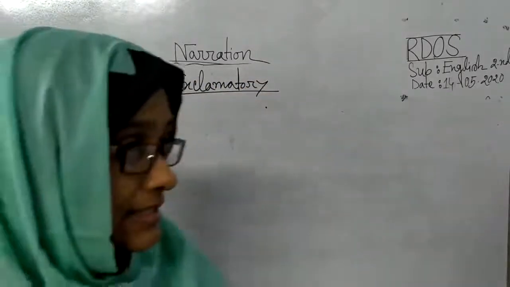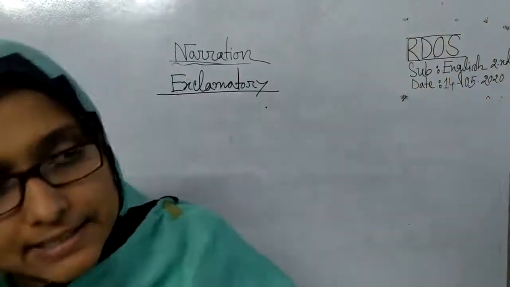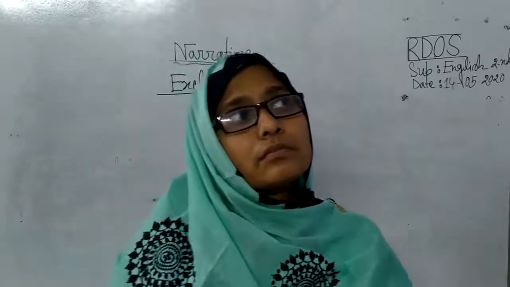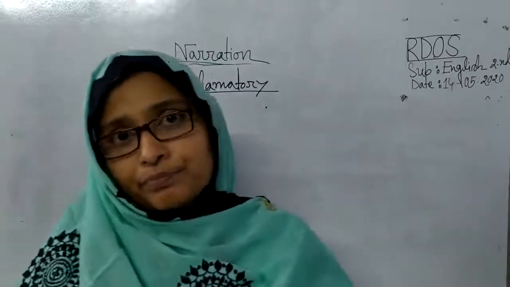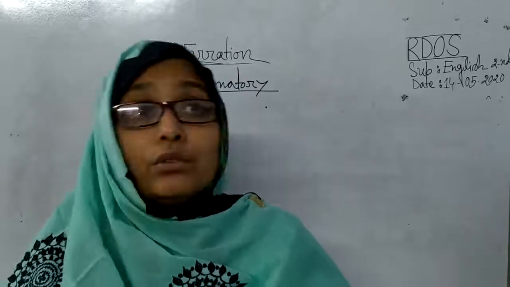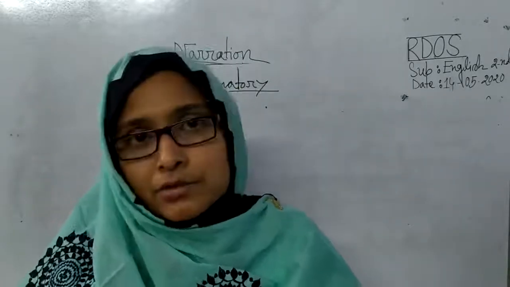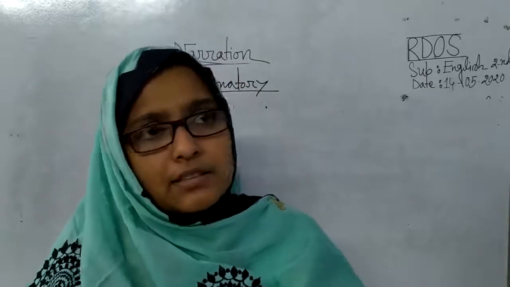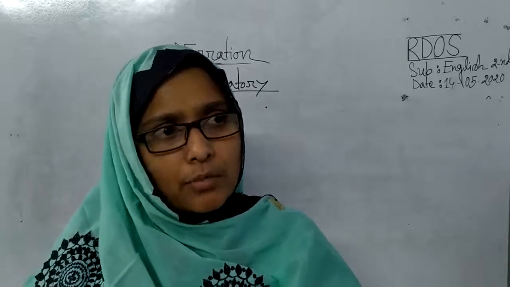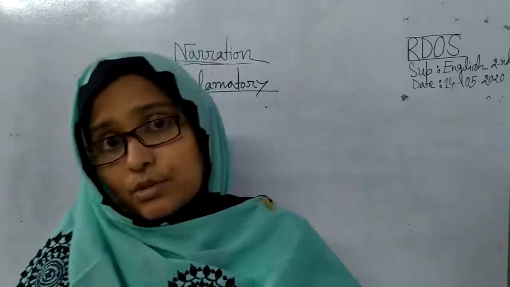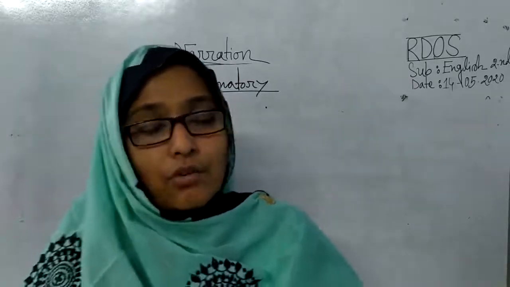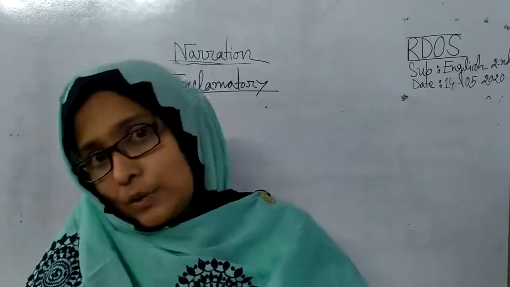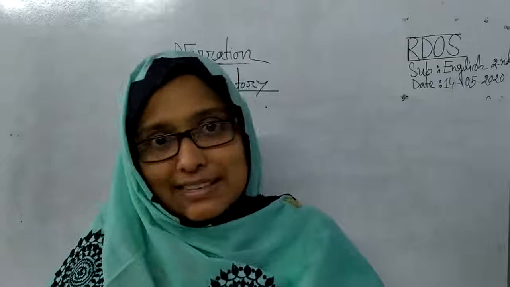Exclamatory sentence, which sentence expresses sorrow or happiness. Dukkho ebong anondo je sentence gulo dara prokash kora hoy, she sentence gulo ke sadharonoto amra boli exclamatory sentence. Yes. Feelings. How many kinds of feelings? If you ask a question, then your answer is obviously there are two kinds of feelings. One is good and one is bad. One is happy and one is sad, isn't it?